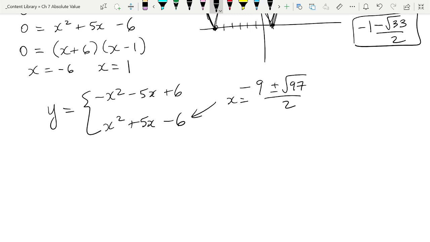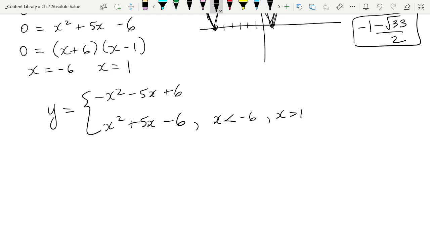Actually, now that I see this, I kind of cluttered this up. Should maybe have done this. What was my range again here? This is when x is less than negative 6, but bigger than 1. And again, what I'm checking is the answer x equals negative 9 plus or minus the square root of 97 over 2. Okay, let's again estimate.